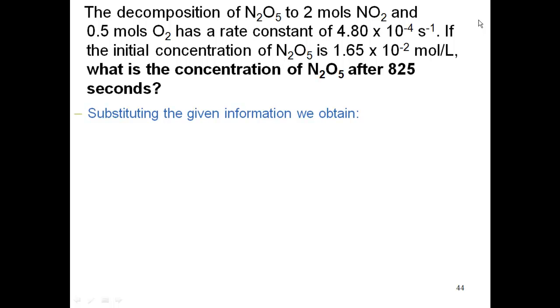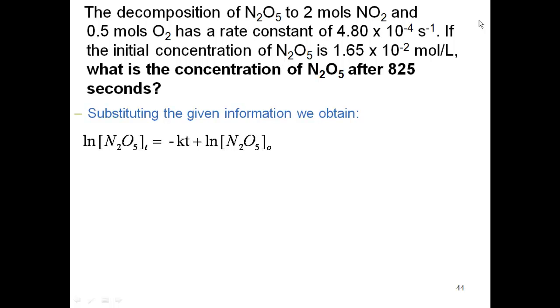So, we looked at the equation. We looked at the problem. We now know we use the integrated rate equation. So you've got to know what that equation is and then write it out. We said it's first order, so I have to write that equation out, which is the natural log of N2O5 at time t is equal to negative kt plus the natural log of my N2O5 at time 0.